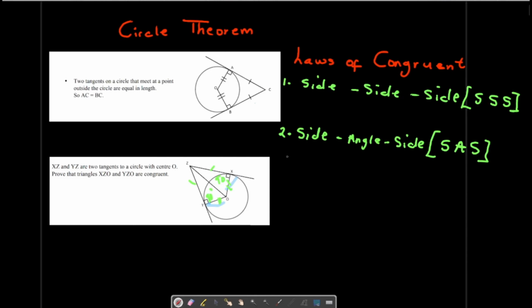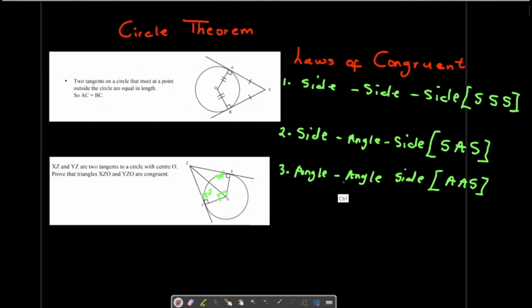Let's see the third law. The third law is angle, angle, side, AAS. So it means two angles have to be equal, and a side has to be equal. So let's start with the first angle. We already found one angle equal 90 degrees, 90 degrees. And if these lines are equal, then that means these both angles are equal. So angle ZOX and angle ZOY are equal. So they pass this set and they are congruent.